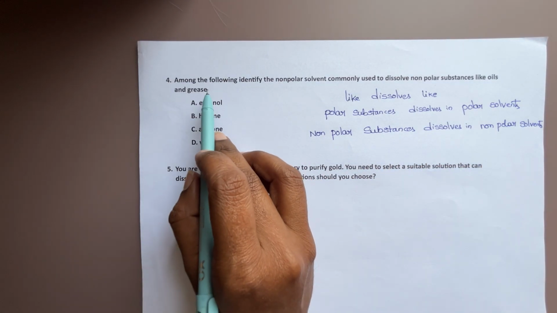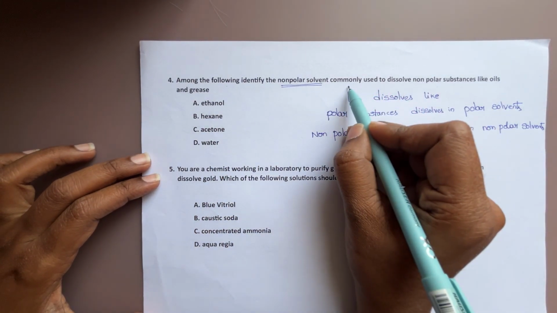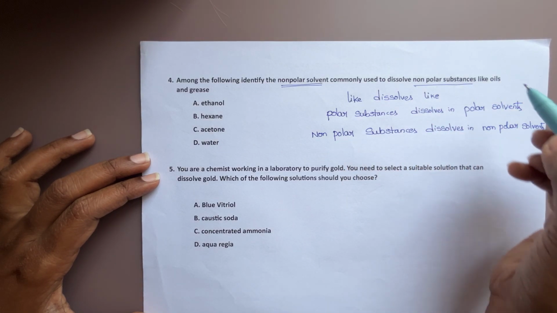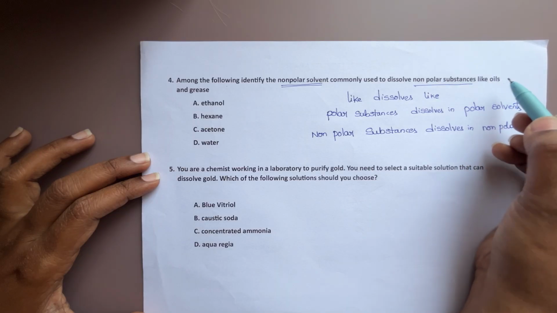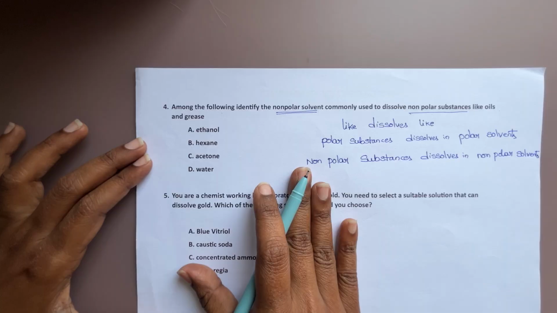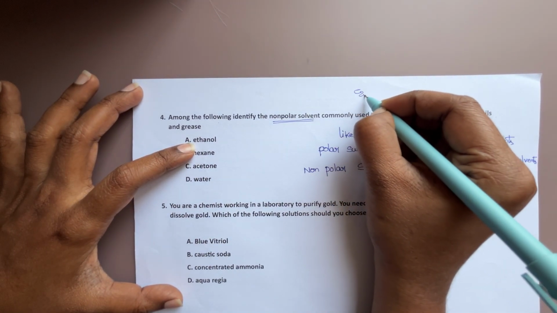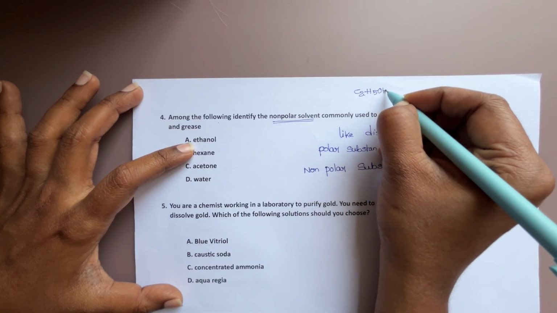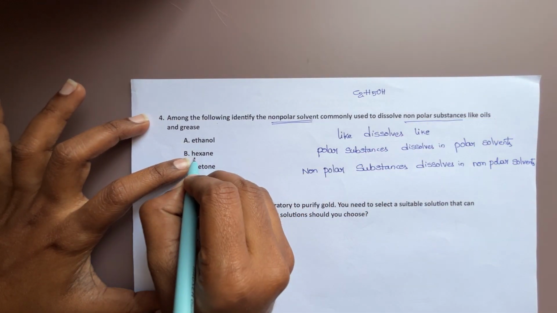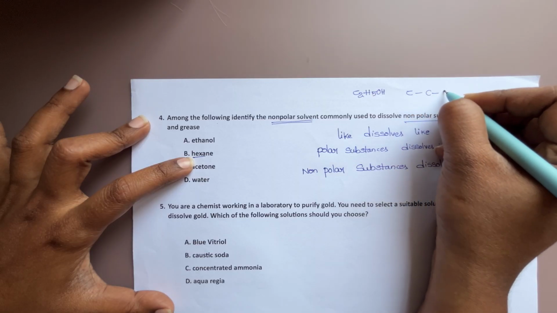Now they are asking, among the following, identify the non-polar solvent commonly used to dissolve non-polar substances. It is correct: non-polar, non-polar. What are those non-polar substances? Oils and greases. So now we have to know what is polar and non-polar. Let us take ethanol, whose formula, as I already told you, is C2H5OH. And then we have hexane. Hexa means 6 carbons are present.